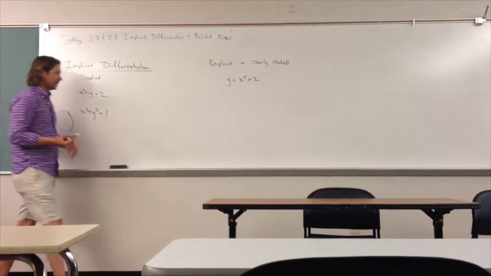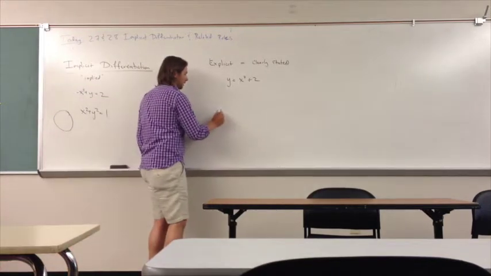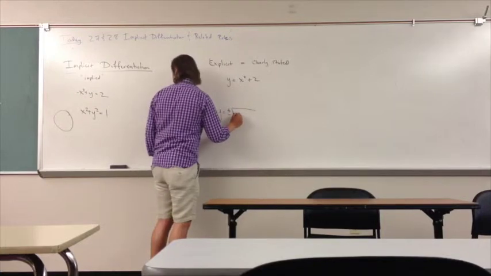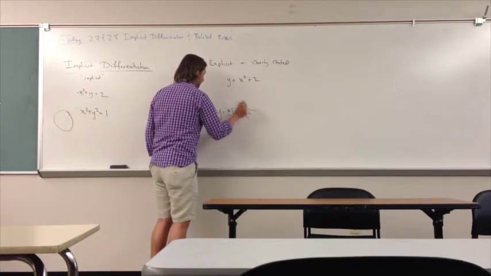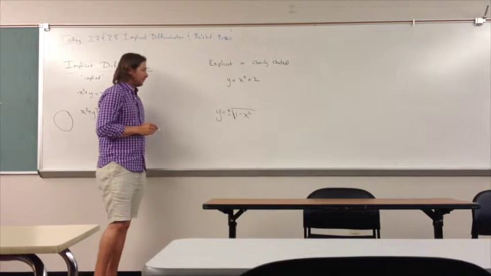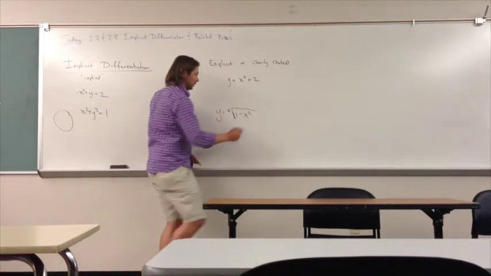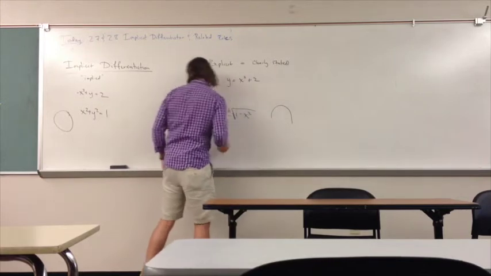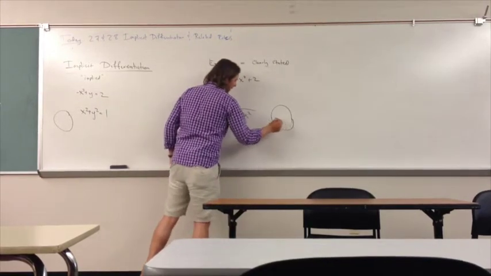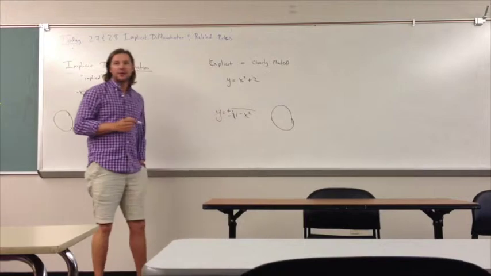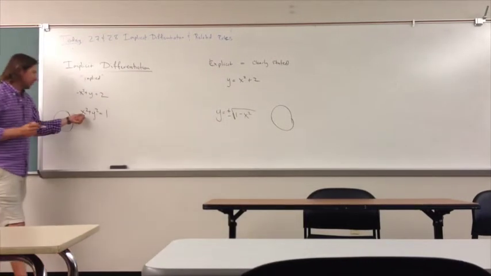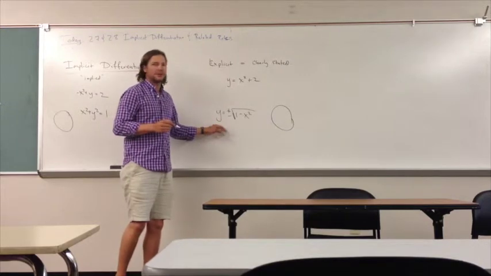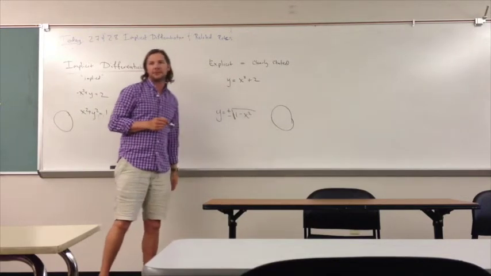Now, you could draw this as two functions. You could write y equals plus or minus the square root of 1 minus x squared. The plus side would be the top half, and the minus side would be the bottom half of the circle. So even though this is not a function, you could solve for y and make it two functions, the top part and the bottom part.